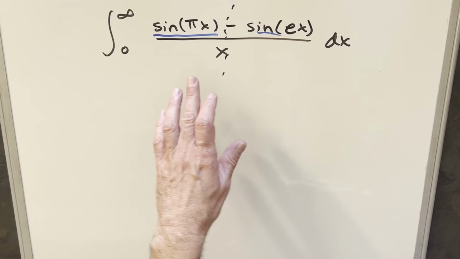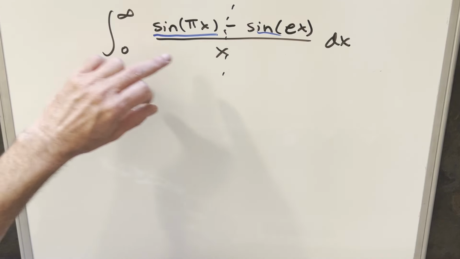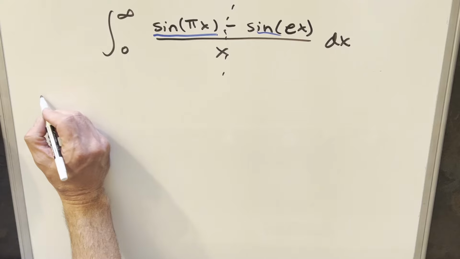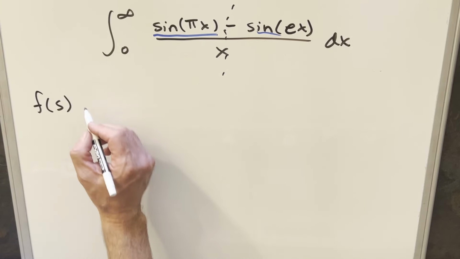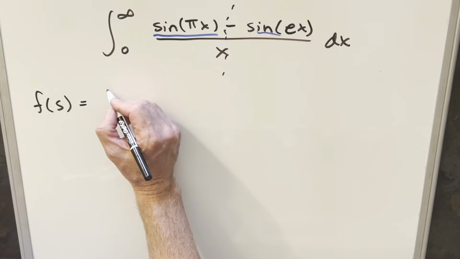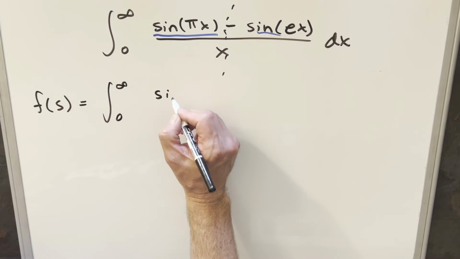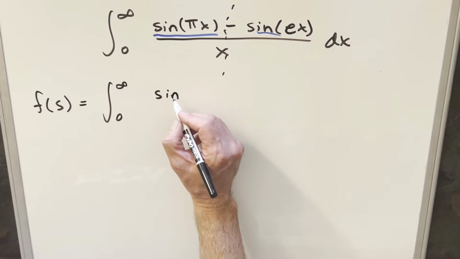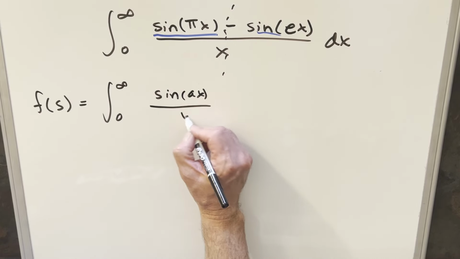We can split this up into two integrals, but really what I'm going to do, I want to use Feynman's trick on this. So I'm going to kind of just generalize each of these. What I can do is create some function. We'll create a new variable s here. And I want it to just be one of these integrals, right? But instead of writing this as sin(πx), let's write this as sin(ax) over x.